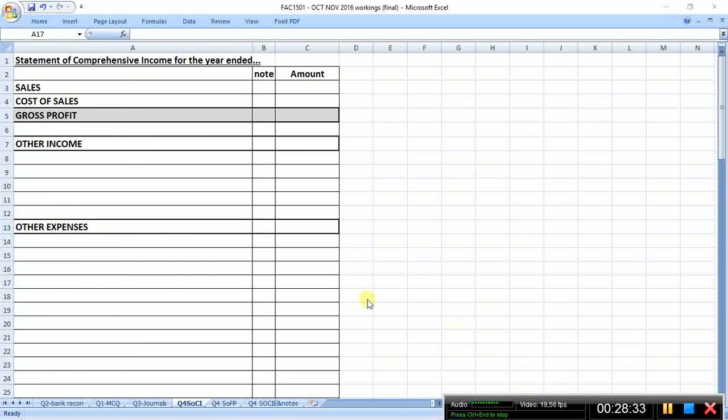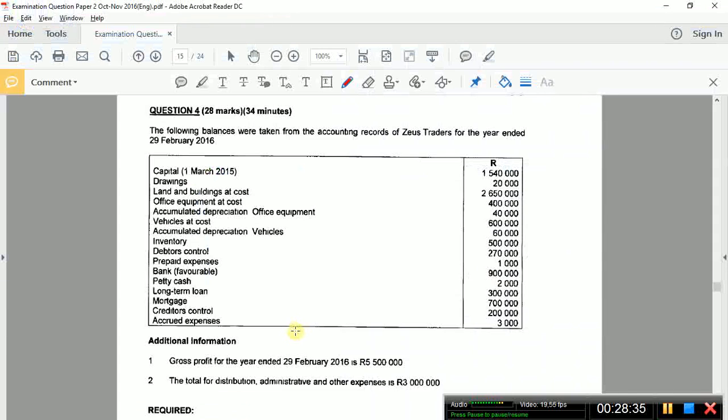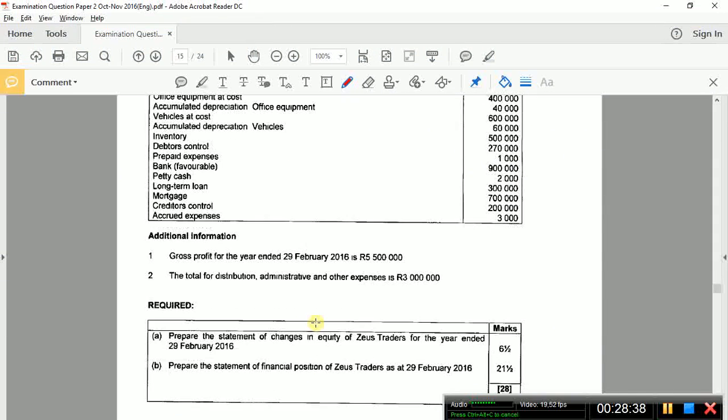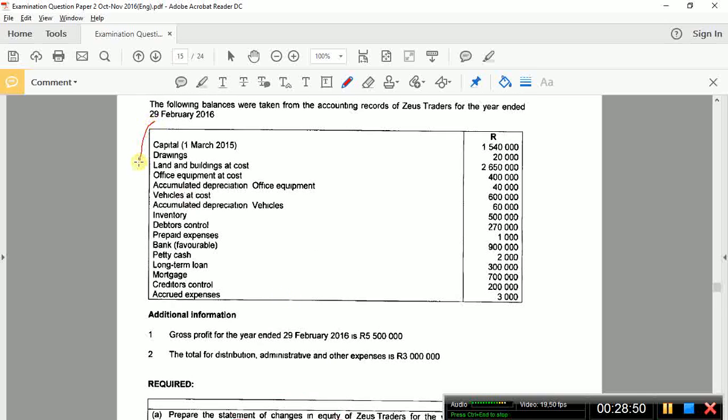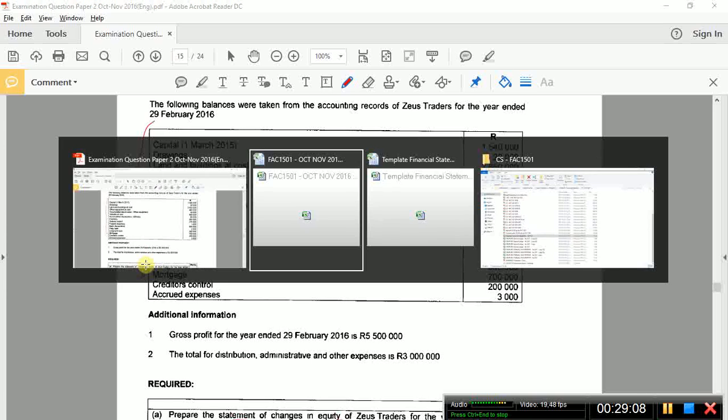Prepare the statement of changes in equity of Zeus Traders for the year ended 29 February 2016. Okay, so that's the one. Then we need to look at statement of changes in equity and statement of financial position. All you need to do here is go down the list and tell me what they are. Then it goes here to your disclosure. This is financial position. There's the statement of changes in equity. Capital is the only column that you've got.